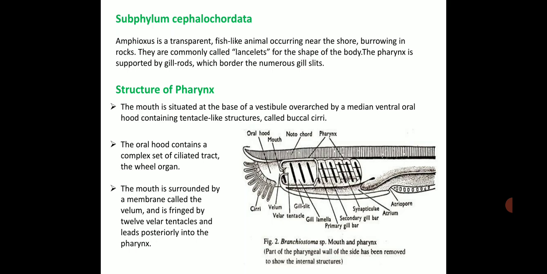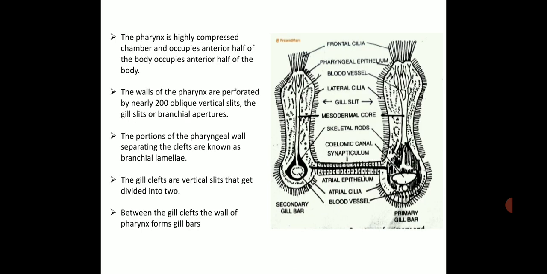This mouth is surrounded by a membrane called velum and is fringed by 12 velar tentacles, and that leads to the next structure, which we call the pharynx. Now we are studying the structure of the pharynx. This is exactly the structure of a pharynx in the case of Amphioxus.